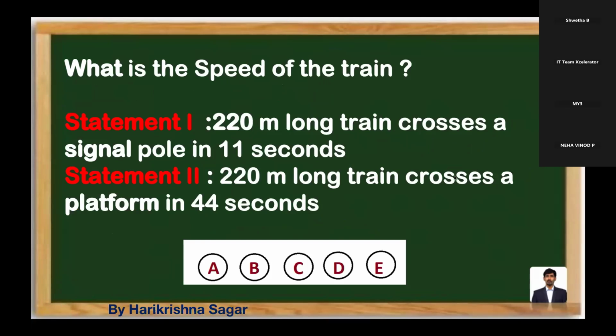So because of the students' request, I'm explaining again. Please listen carefully. It has 5 marks of weightage in the exam. First thing, follow these instructions. First thing, read the question. What is the speed of the train?